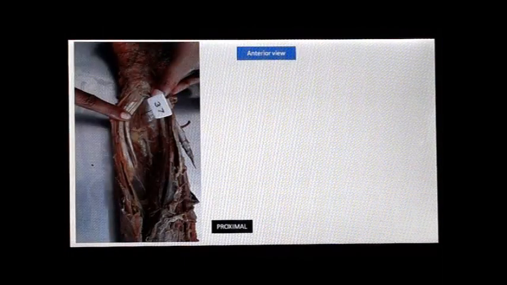The next picture showing Pronator Quadratus. It is with the transversely running fibers which gets origin from ulna and inserts to the lower end of radius, and Pronator Quadratus helps in pronation, and nerve supply of Pronator Quadratus is anterior interosseous nerve, which is a deeper branch of median nerve.